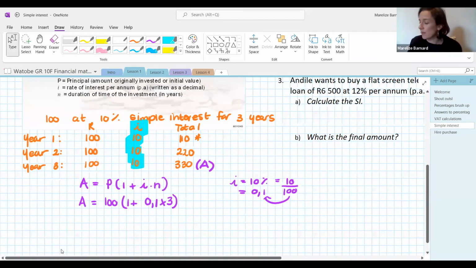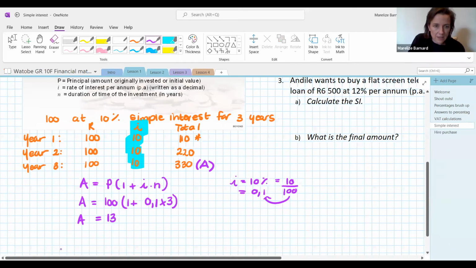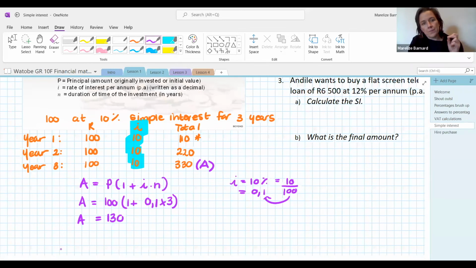Now put that into your calculator and let's see what we get. We get 130. Okay, that's right. I also get 130. I think we maybe just made a mistake in our table somewhere. Yeah, that's right. Okay.